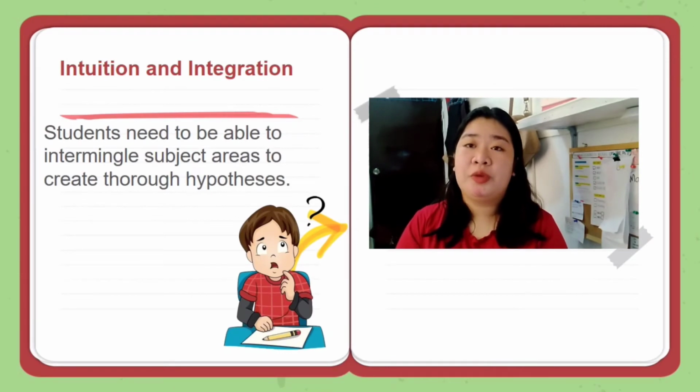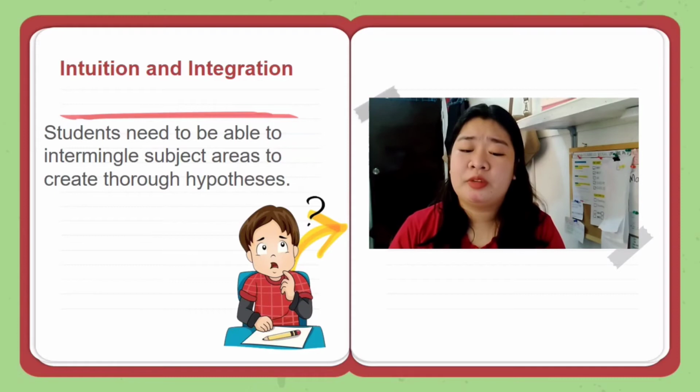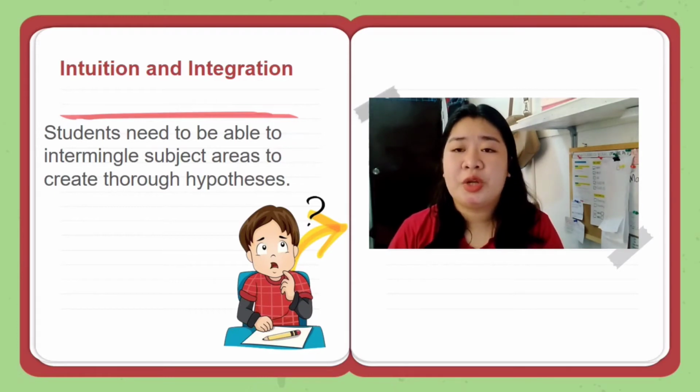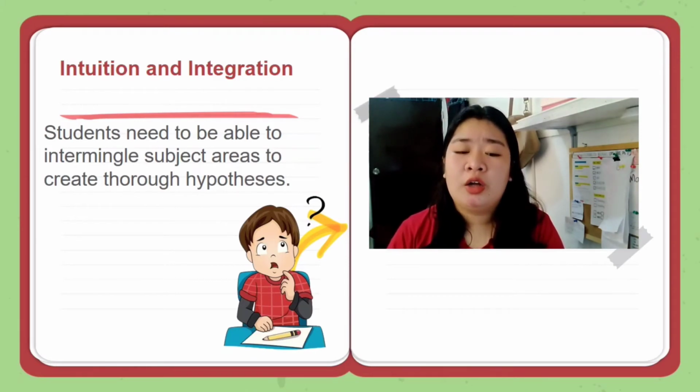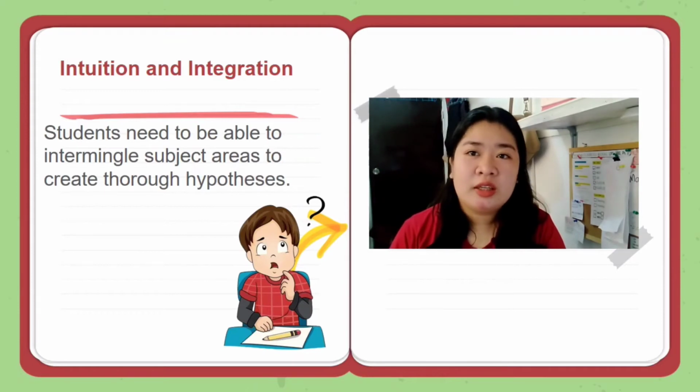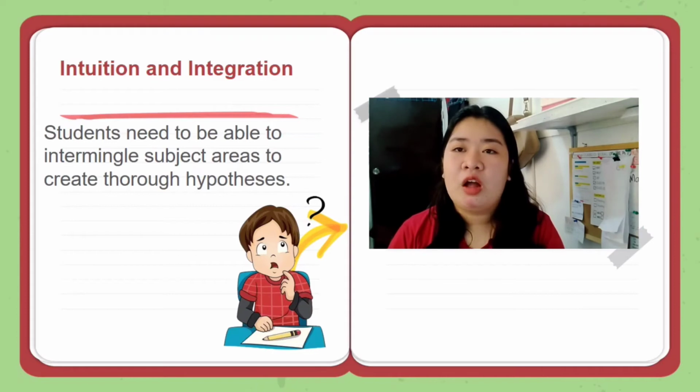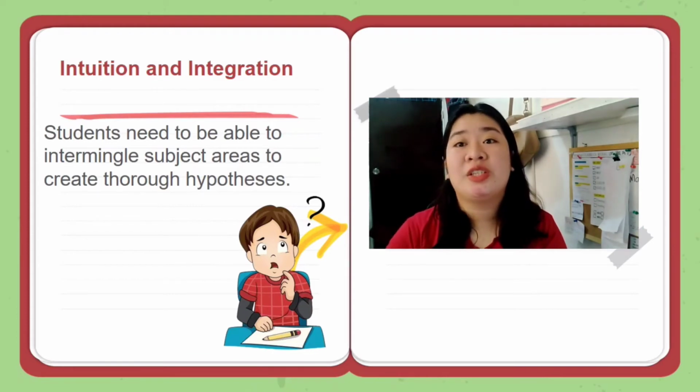Lastly, we have the intuition and integration. Students need to be able to intermingle subject areas to create thorough hypotheses. But according to context.org, the intuitive function has been least recognized by educators since intuition is changing. So basically, they focus on the other six rather than this component.